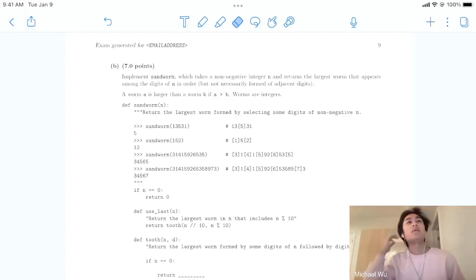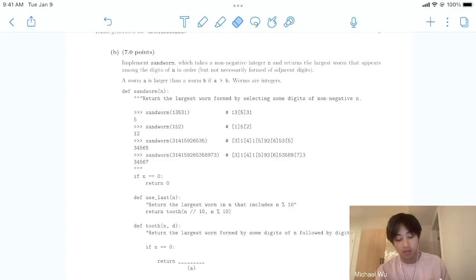Okay, so 3b has us implement sandworm, which is a function that takes in a non-negative integer n and returns the largest worm that appears among the digits of n in order, but not necessarily formed of adjacent digits. And the way you compare the largest worm is just by the numerical value, because worms are essentially integers that satisfy a certain property. Just because this is a little bit more complicated than the previous parts, let's run through this doctest as an example.